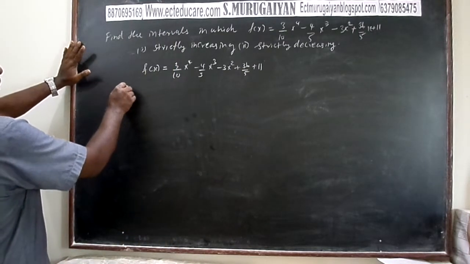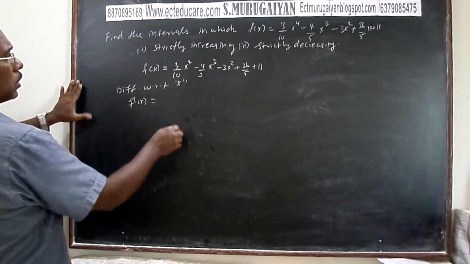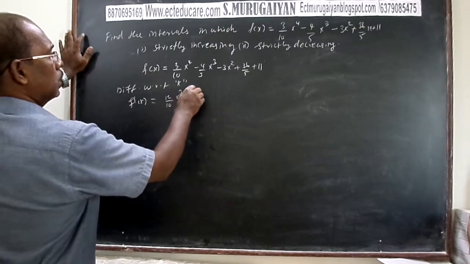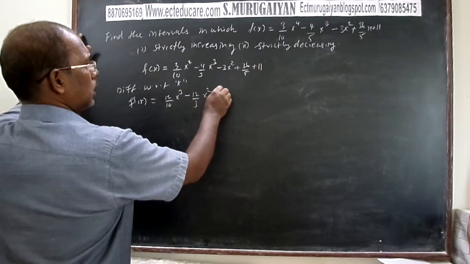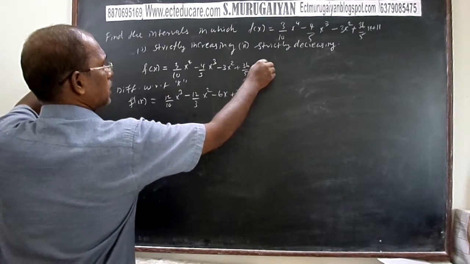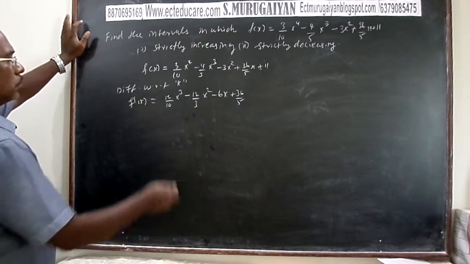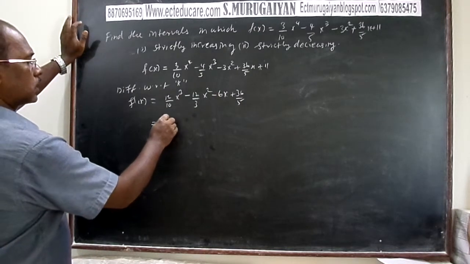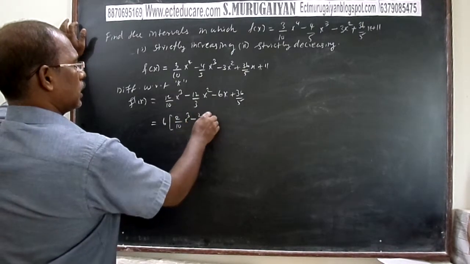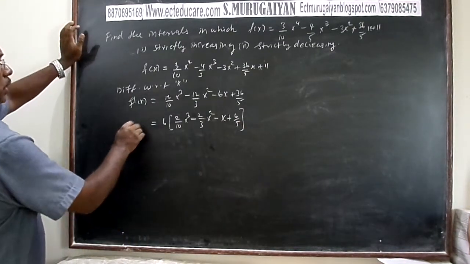If we differentiate with respect to x, f'(x) = 12/10 x^3 - 12/5 x^2 - 6x + 36/5. Now we can take 6 common: 6 into (2/10 x^3 - 2/5 x^2 - x + 6/5) is f'(x).